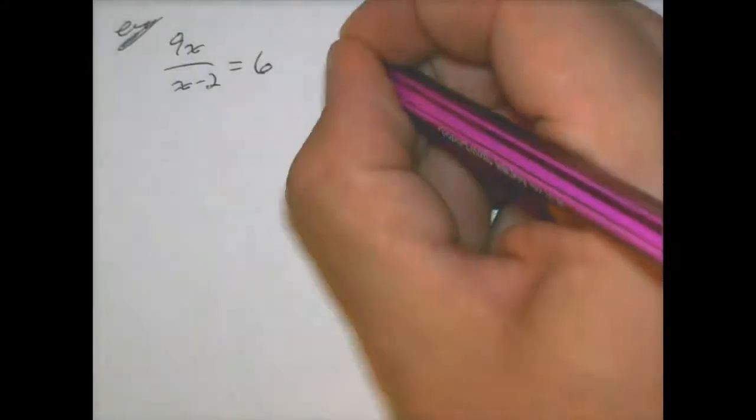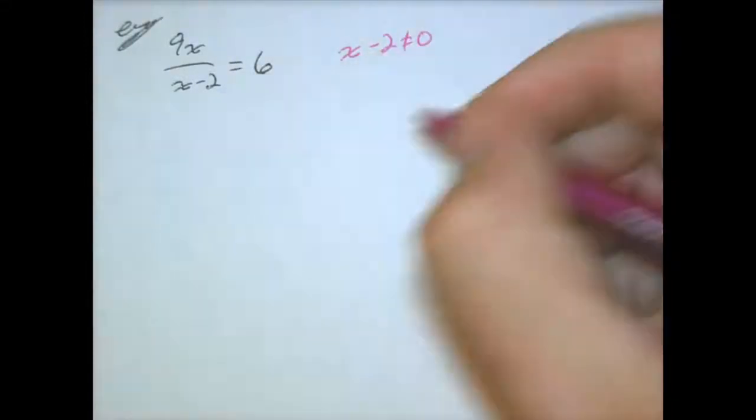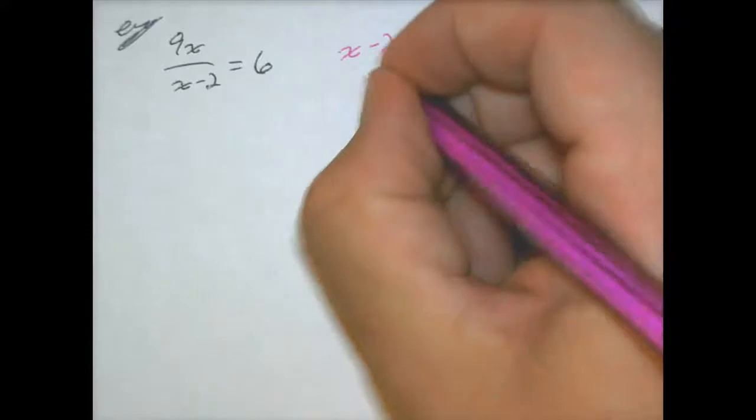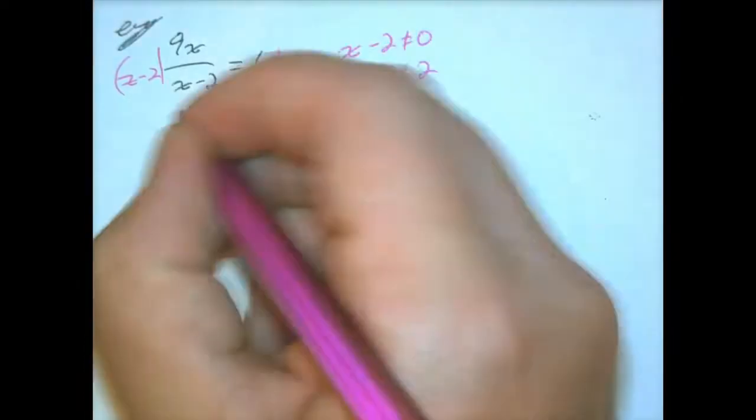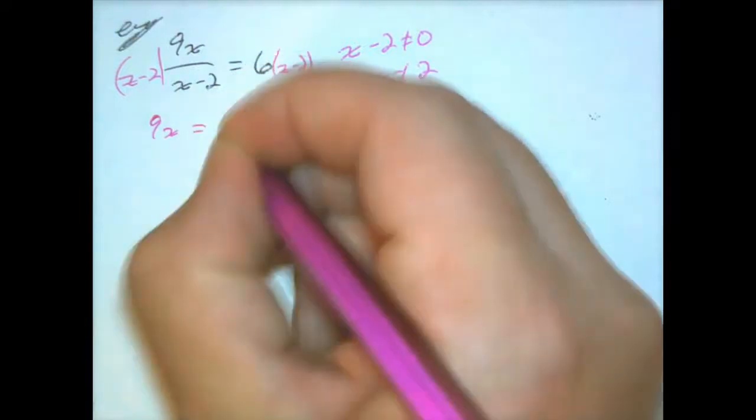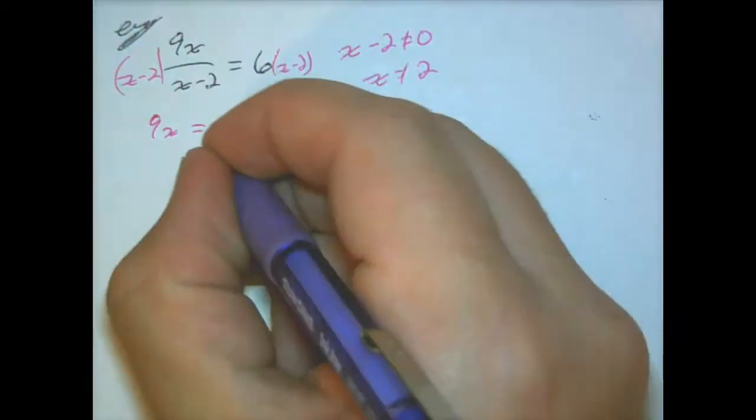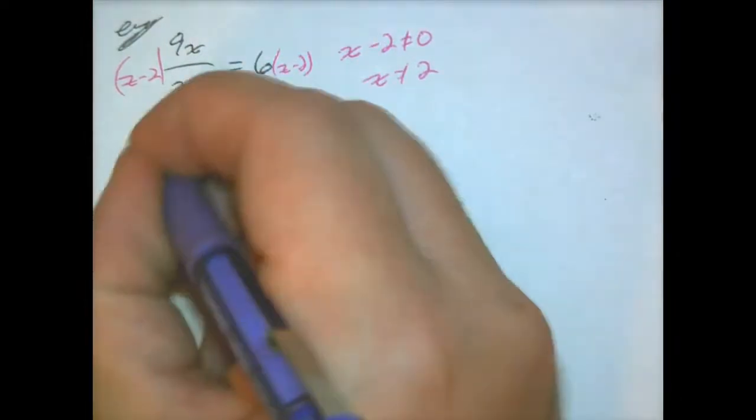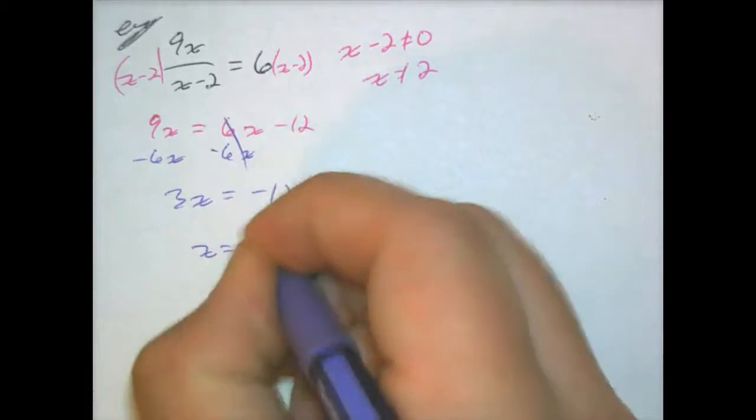Again, take the time. If you don't take the time, you're going to make some mistakes. X minus 2 cannot equal 0 because you cannot divide by 0. So x cannot equal positive 2 ever, ever, ever. Now I can take the time and multiply this by x minus 2 on both sides, x minus 2, yay. So I have 9x equals 6x minus 12. I can subtract that 6x to the other side. So I have 3x equals -12, so x will equal -4.